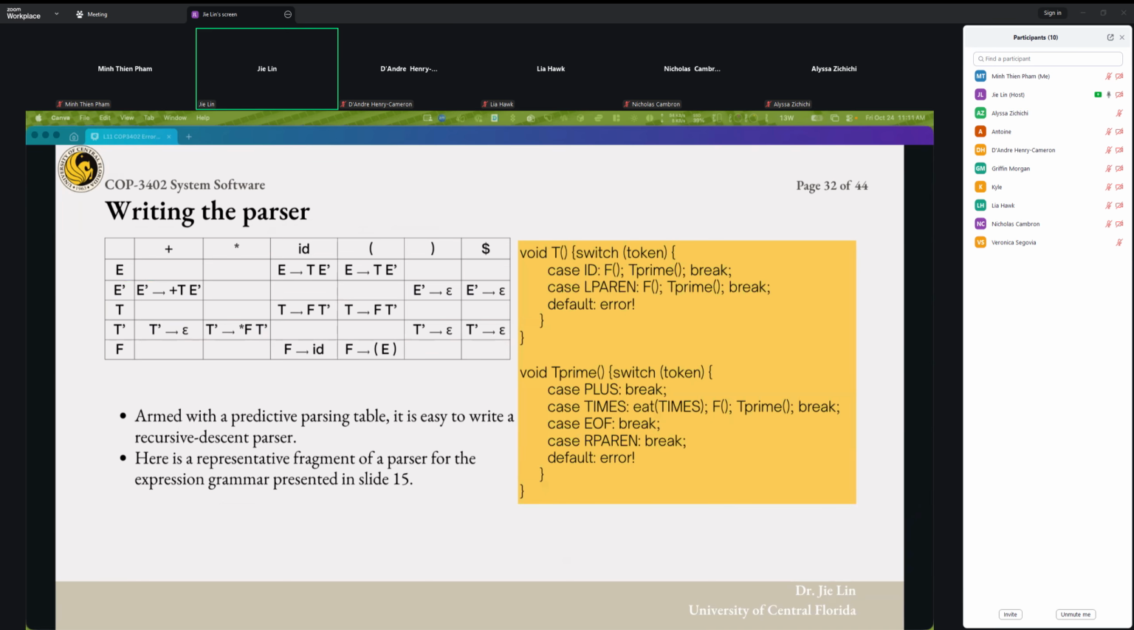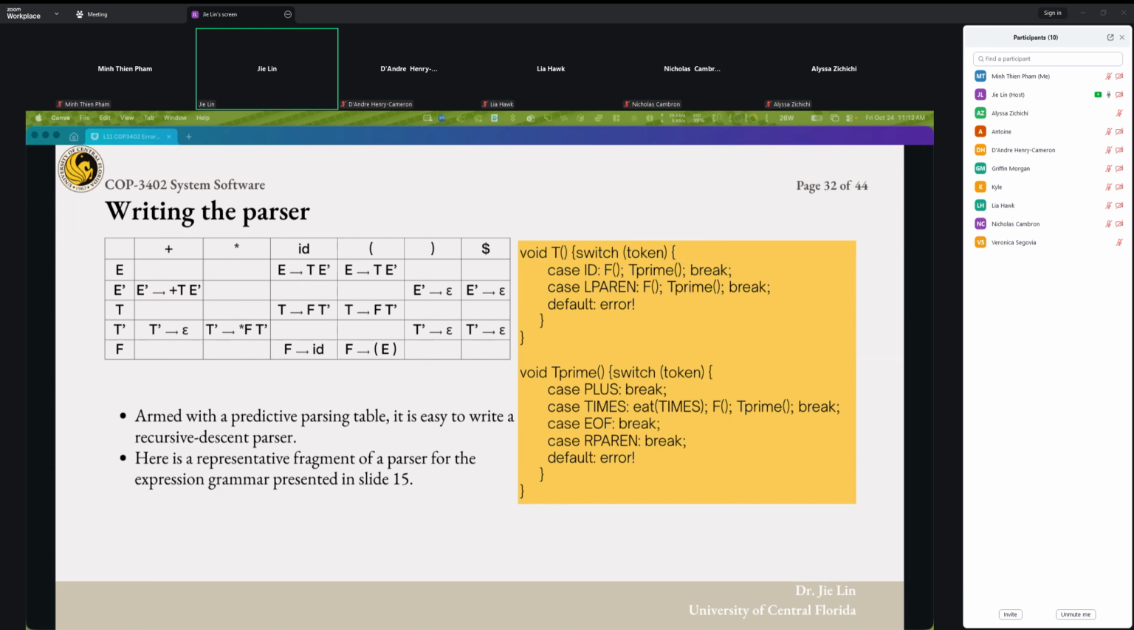Now we translate the predictive parsing table into the actual recursive descent functions. Each non-terminal becomes one function, and each row of the parsing table corresponds to a switch statement inside that function. What we show here is T and T prime. The function T handles the term: if the token is an identifier or left parenthesis, it calls the function F followed by T prime, which is exactly matching T to F T prime. That's the grammar we are matching.